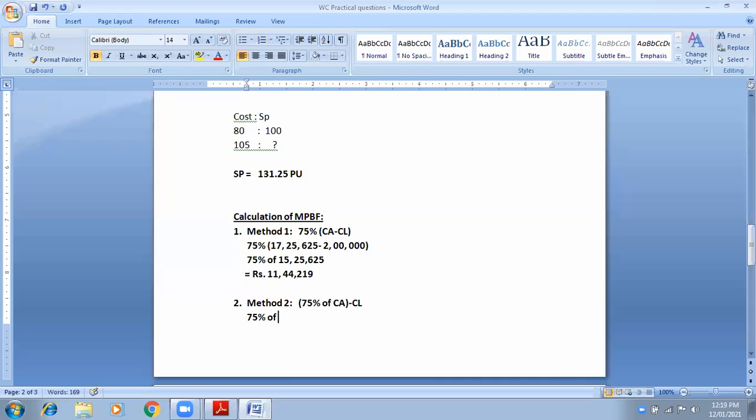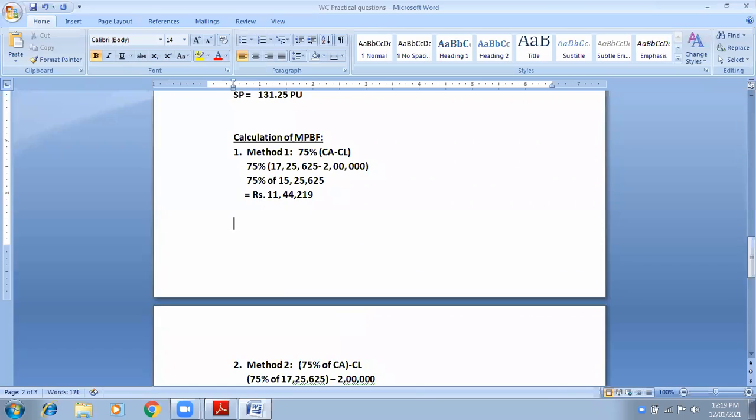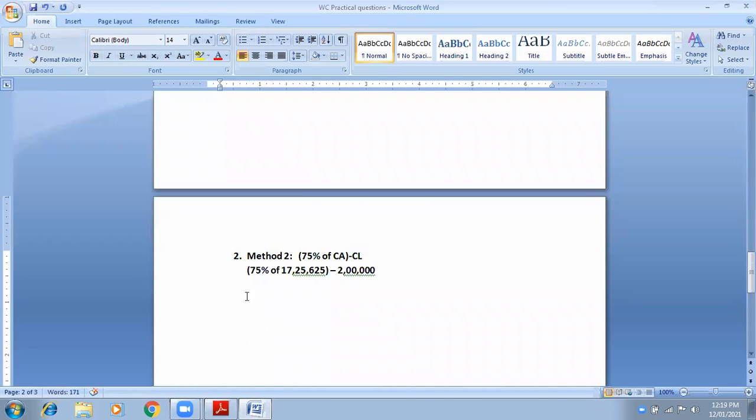75 percentage of, tell me what is your current asset? 17,25,625. Very good. 17 lakh 25,625, bracket close, and then minus 2 lakhs. Current liabilities are 2 lakhs. Okay, now we can open the bracket. Open the bracket and tell me what is 75 percentage of 17 lakhs 25,625.